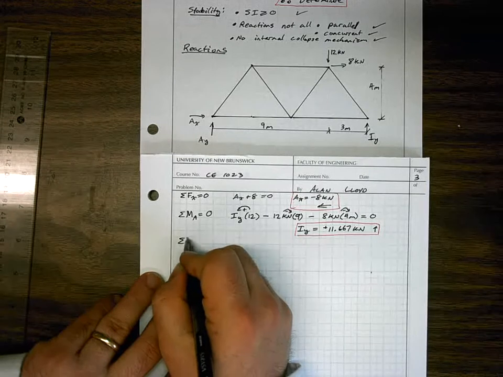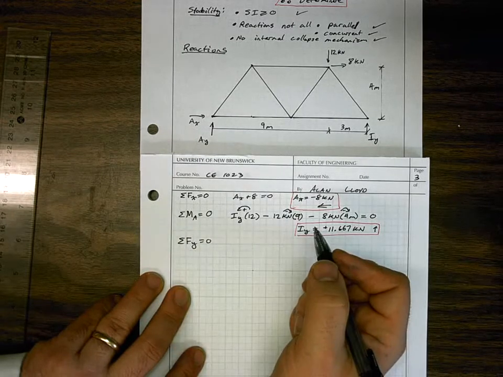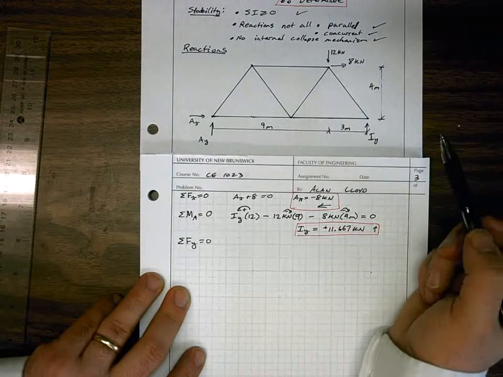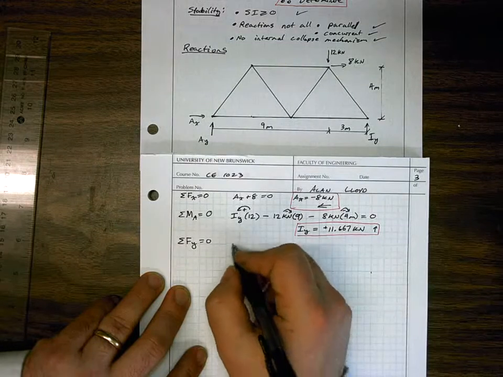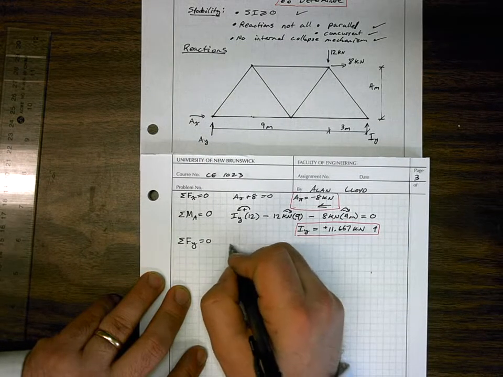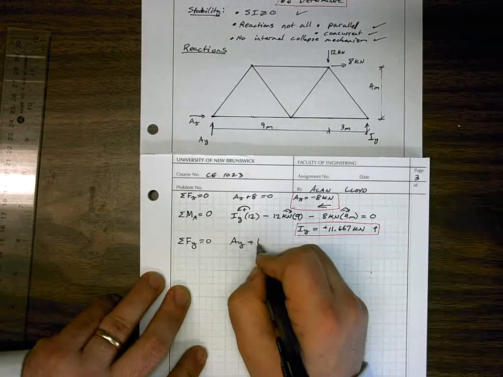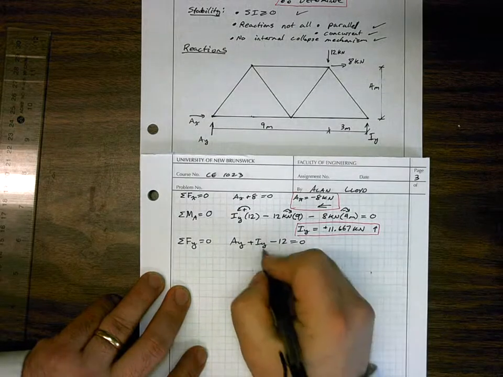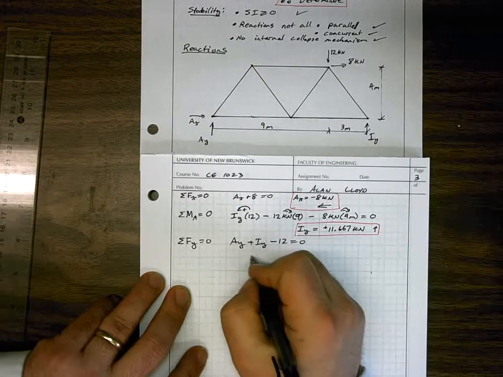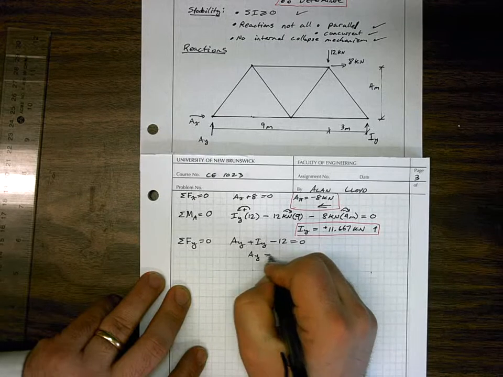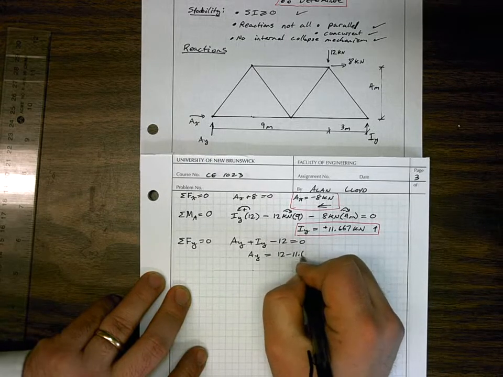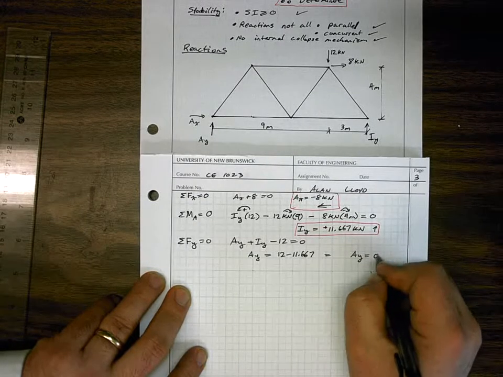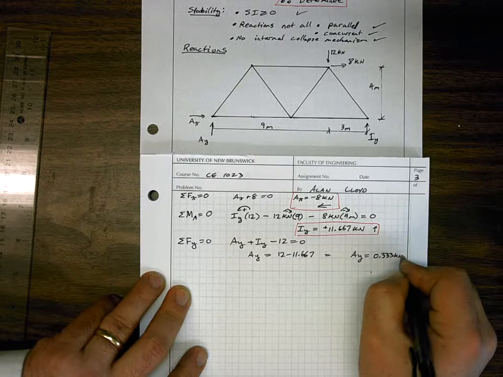And we can say that sum of forces in Y is equal to 0, our third equilibrium condition. Alternately, we could take sum of moments about point I and set that equal to 0 and solve for AY. And we can say that AY plus IY minus 12 is equal to 0. Since we just solved for IY, we can plug that value in. AY is equal to 12 minus 11.667, which gives AY of 0.333 kilonewtons up.